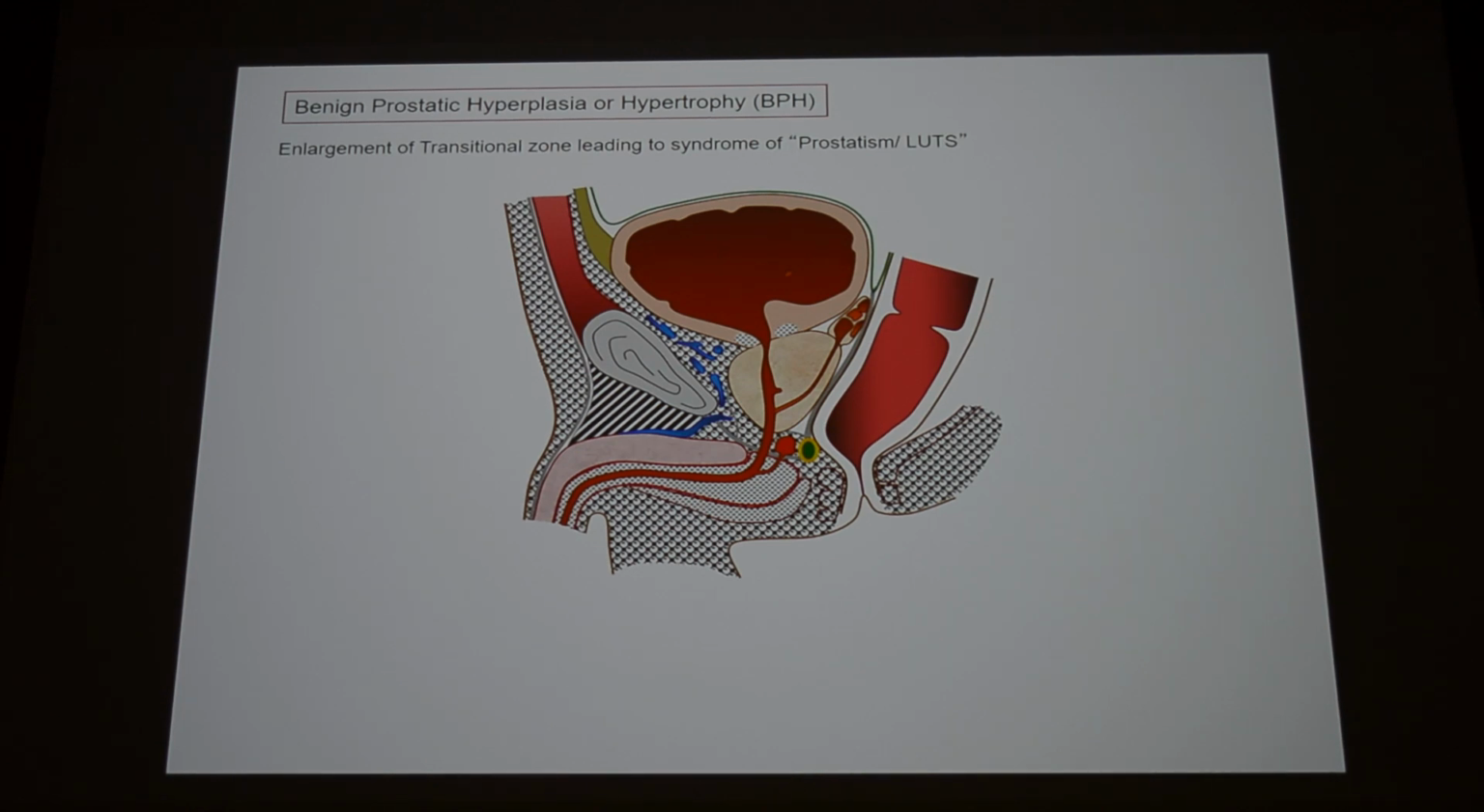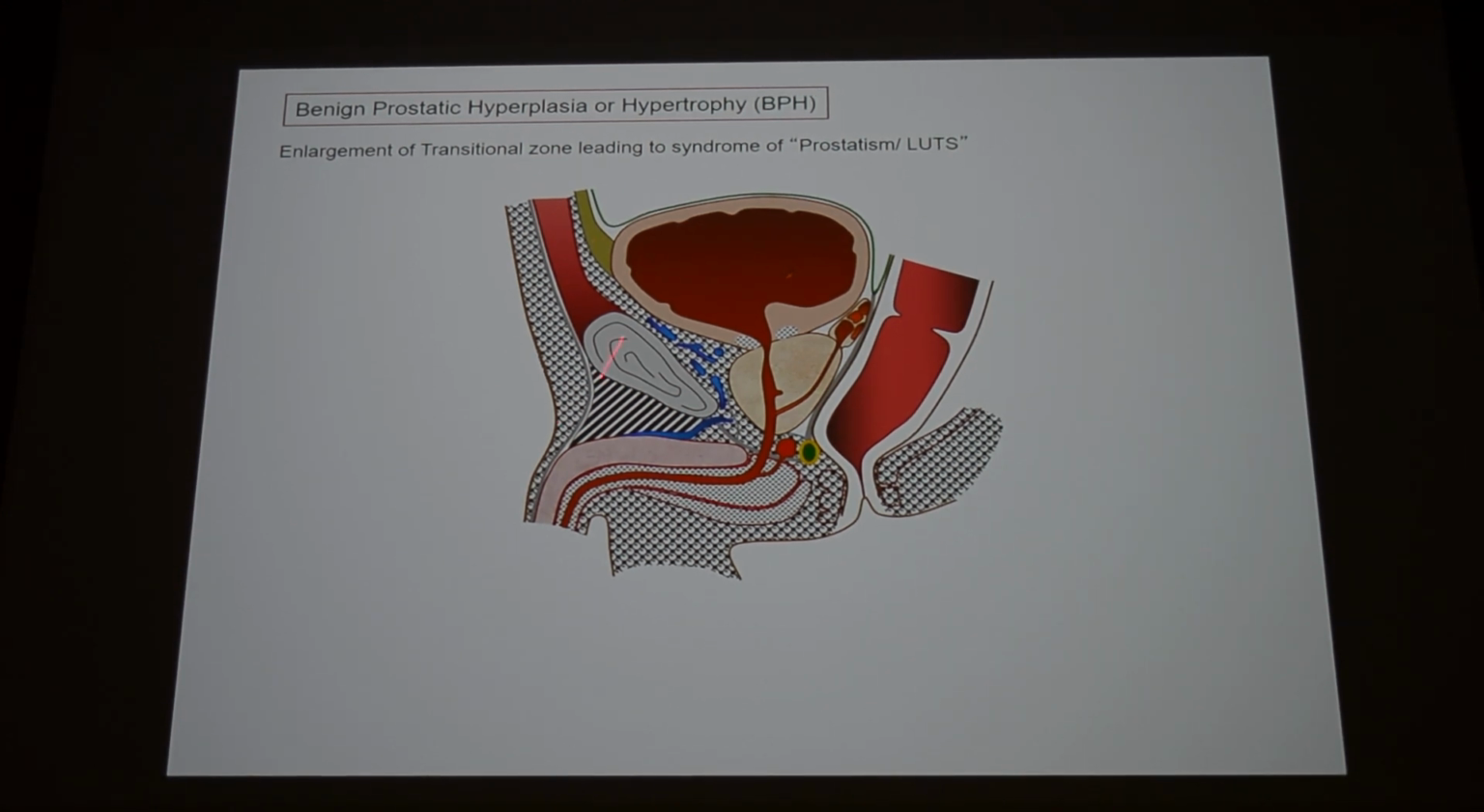Now, let's see what changes are occurring. This is the main slide of the whole prostate. If you understand this, you will understand everything. What happens when the transitional zone is affected? What are those presentations? What are those anatomical changes? Clinically, we call it prostatism, or we call it LUTS, lower urinary tract symptoms. LUTS or prostatism, these are the words. Old books talk about prostatism. Newer books talk about LUTS, lower urinary tract symptoms. So let's see what happens.